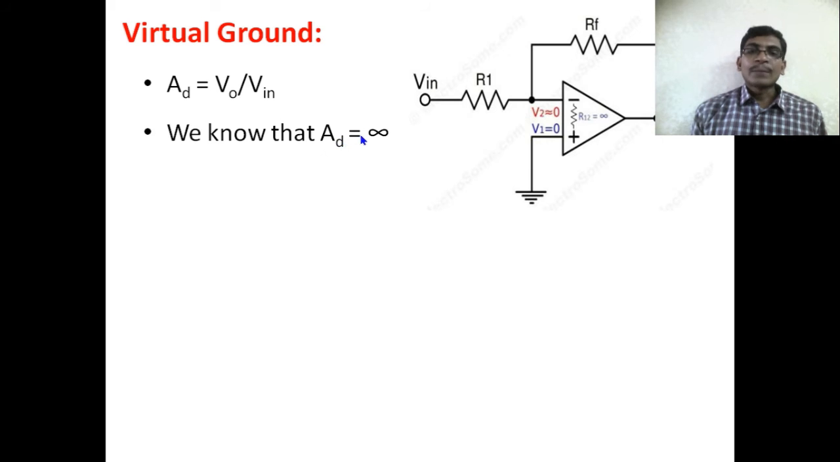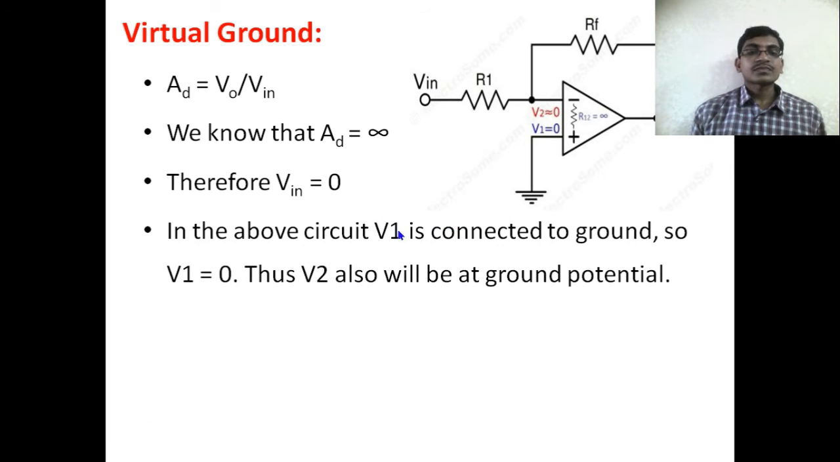If you apply infinity in this equation and rearrange it to get VIN, VIN is equal to V0 by infinity. Anything divided by infinity results in 0. Therefore, VIN is equal to 0. When we substitute AD equal to infinity, we get VIN as 0 volts. Therefore, the input voltage for our operational amplifier is 0.